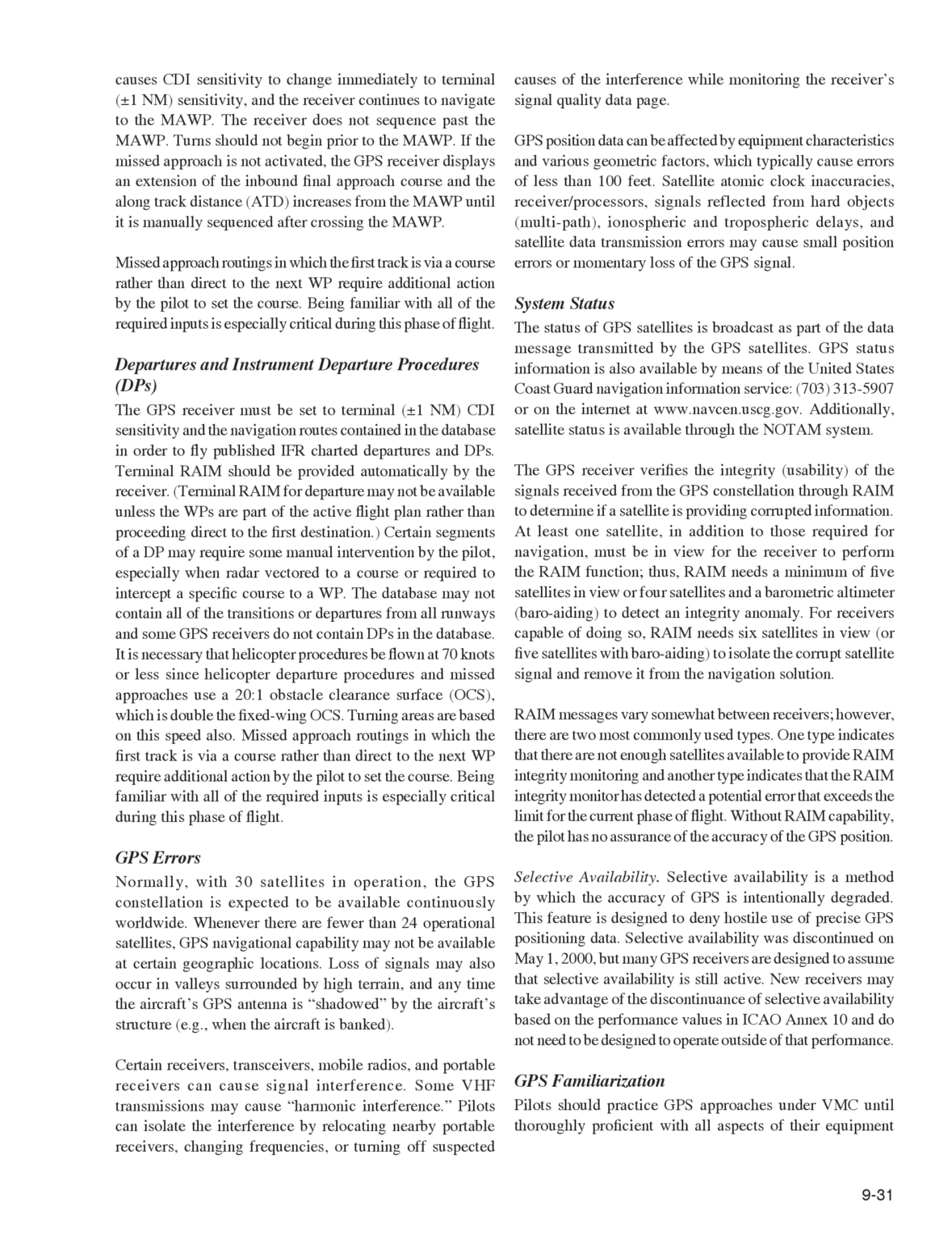GPS errors. Normally, with 30 satellites in operation, the GPS constellation is expected to be available continuously worldwide. Whenever there are fewer than 24 operational satellites, GPS navigational capability may not be available at certain geographic locations. Loss of signals may also occur in valleys surrounded by high terrain, and any time the aircraft's GPS antenna is shadowed by the aircraft's structure, for example, when the aircraft is banked.